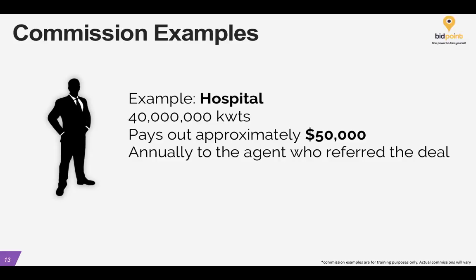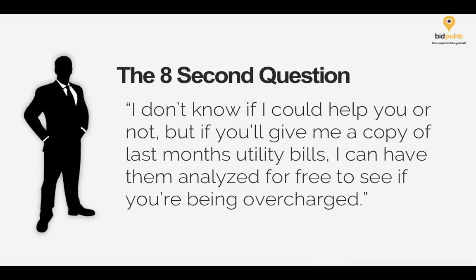You may have a relationship with somebody that can get your foot in the door to get these kinds of deals. 40 million kilowatts would pay out approximately $50,000 annually to the agent who referred the deal. The reason I say approximately is, like we have said, we pay out based on how the suppliers pay us. In some instances, they'll pay us more, what they call mill usage, or less, depending on that. And you could be at a 50% commission example or a 60%, depending on that. So it's going to have a little variation and fluctuation there. That's just an example to show you what's there.